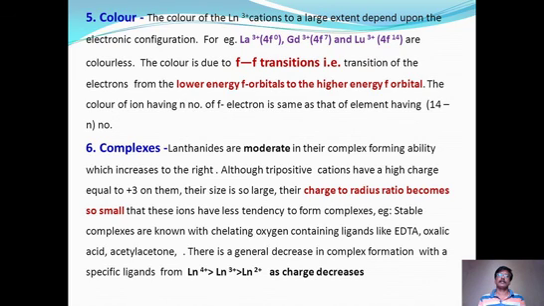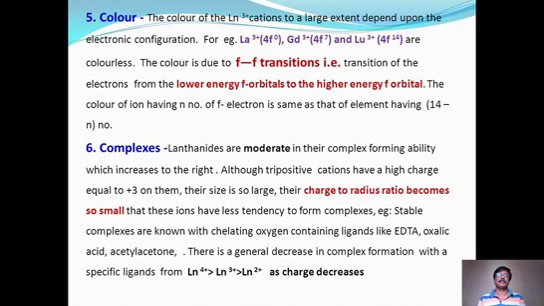So you can note down these examples where we can write whether the possibility of color formation, f-f transitions. Complex formation is also something you can see: lanthanides are moderate in their complex forming ability, which increases as you go from left to right, that is from lanthanum to lutetium.